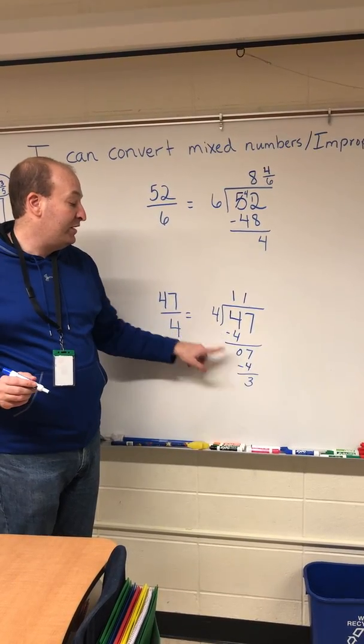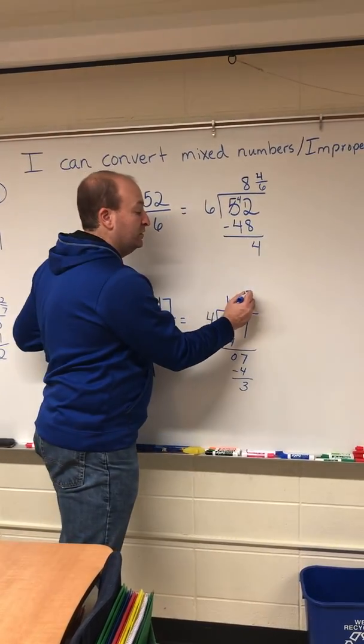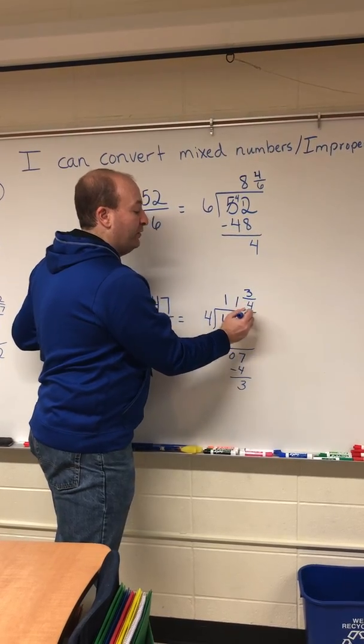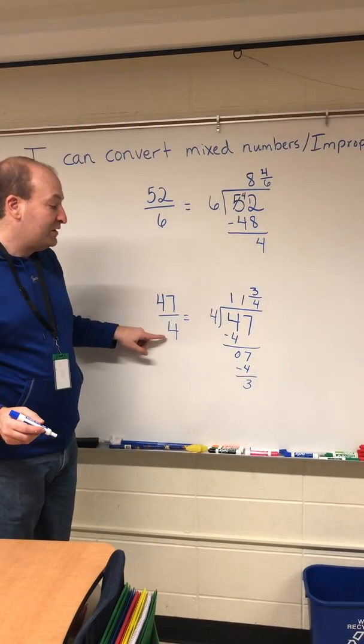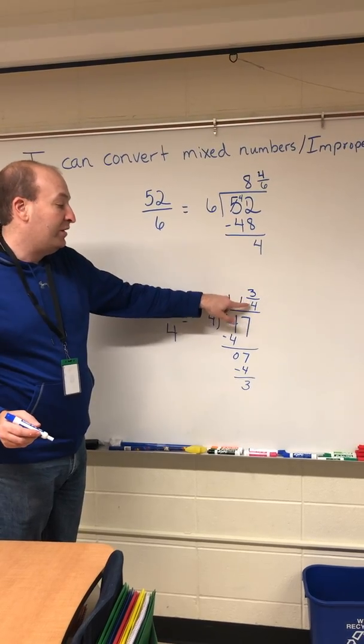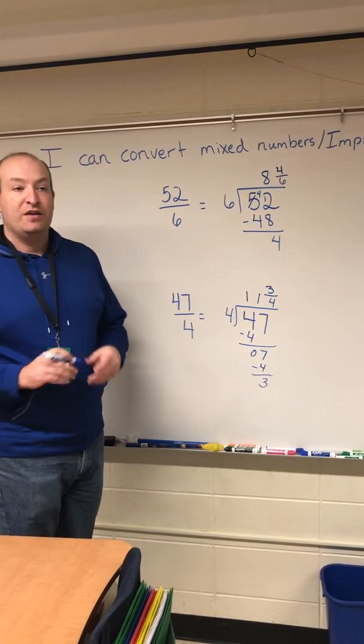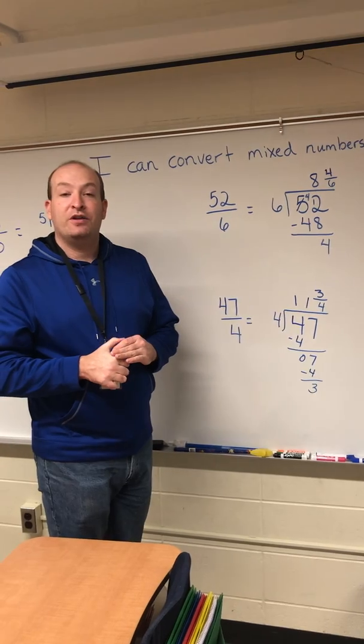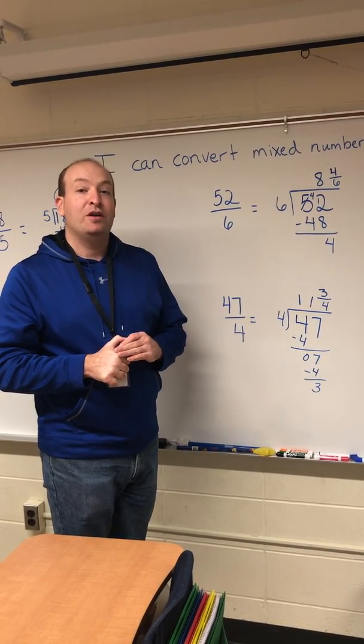I can turn this into my fraction. Well, I have 3 left over divided by 4. So 47/4 is equal to 11 3/4 as a mixed number. This was today's lesson on converting an improper fraction to a mixed number using division.